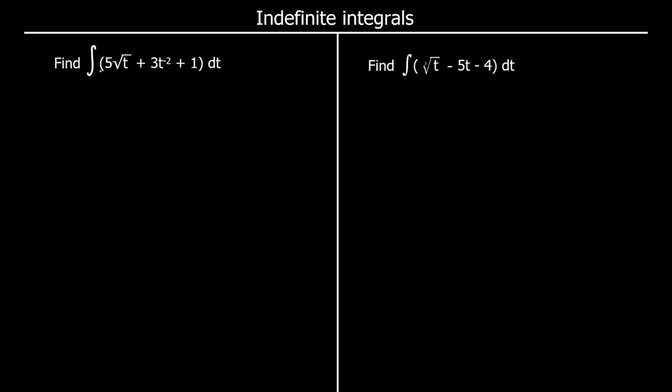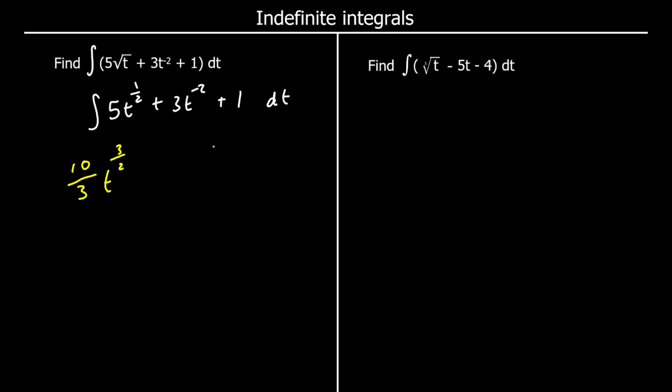Find the integral of 5 root t plus 3t to the power of negative 2 plus 1 with respect to t. So at the moment, we've got 5t to the power of a half plus 3t to the power of negative 2 plus 1. So we're going to add 1 to the power. So that will become 3 over 2. And then divide by the new power. Dividing by 3 over 2 is the same as timesing by 2/3. So that will be 10/3 t to the power of 3 over 2.